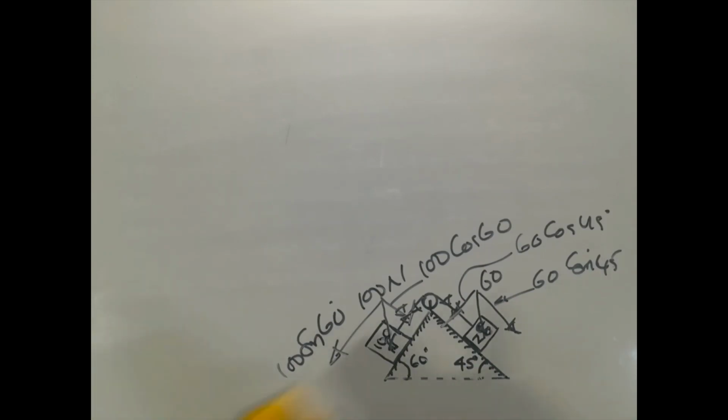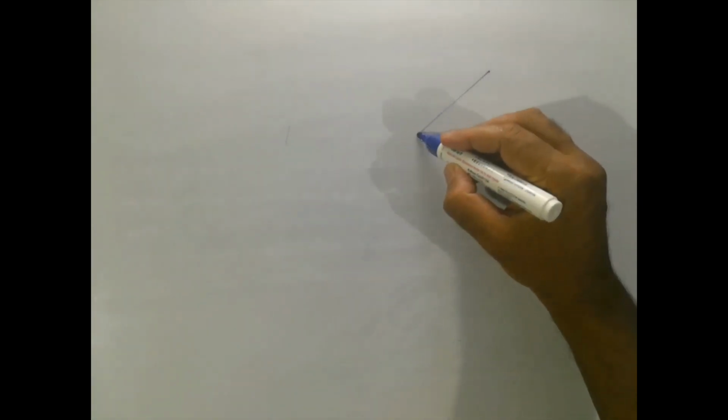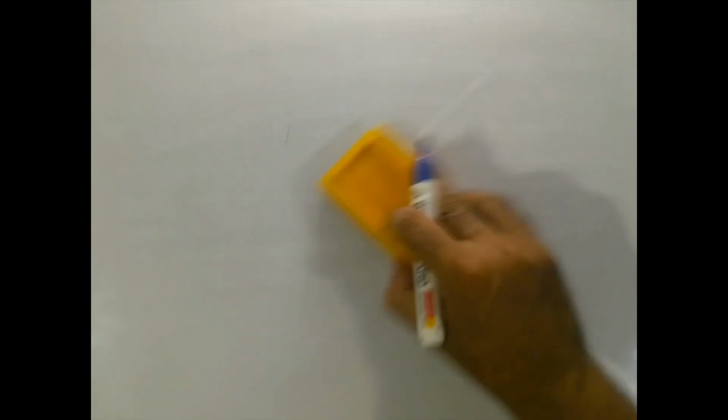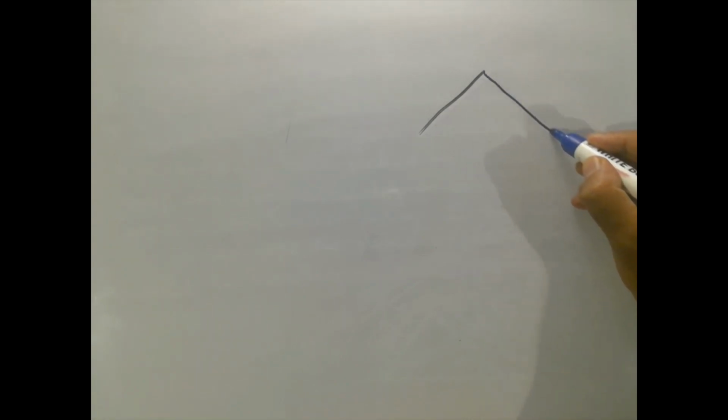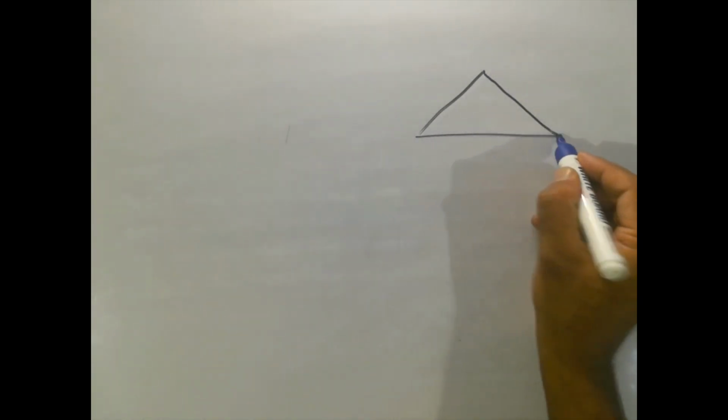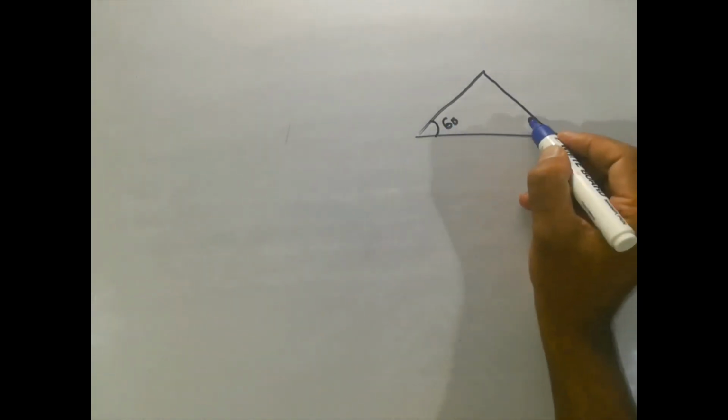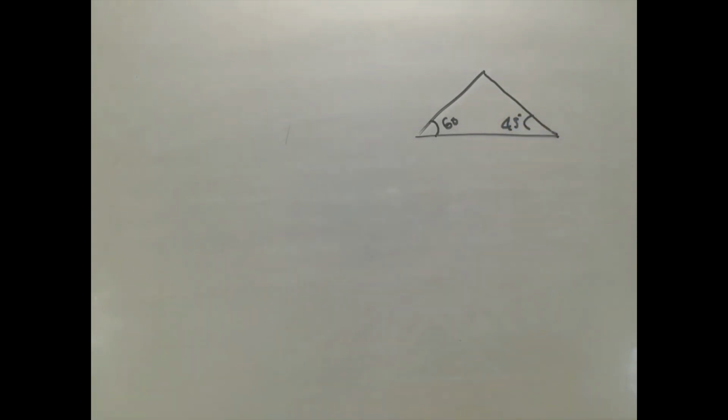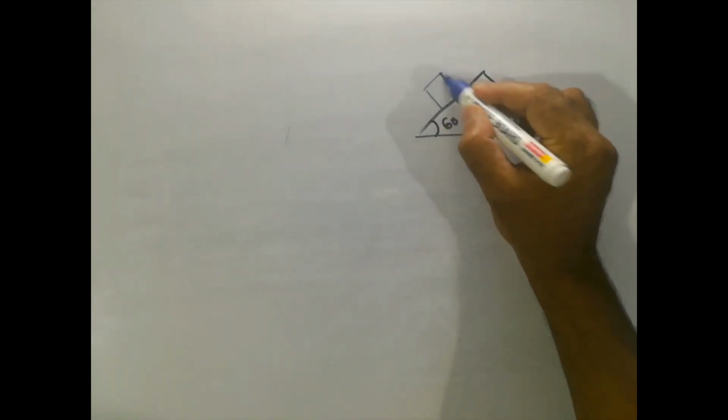Okay, so I will draw the figure again here. So it is the 60-degree plane, the 45-degree plane, the horizontal. This is 60-degree, this is 45-degree, and the blocks are placed like this.